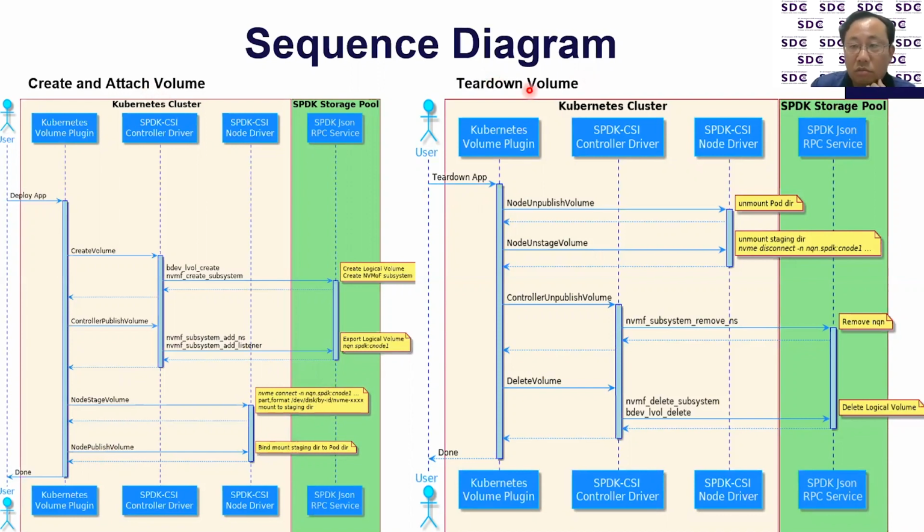This is the teardown, what happens when the client deletes the app. It is similar, just in reverse. First, the node driver will unmount the volumes and delete the local directories, and then the controller will send a message to delete the logical volumes inside the SPDK node, so new clients can reuse the node. So this is how everything works.